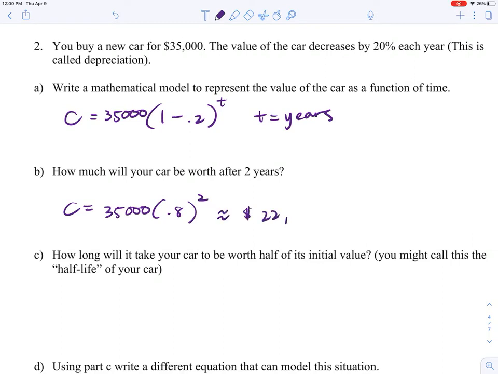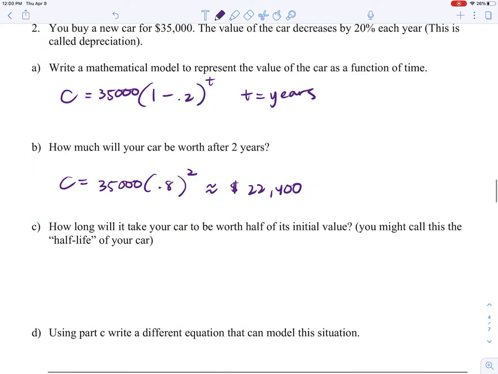So we can plug 2 in for T and get approximately $22,400. So after 2 years, the car is worth $22,400. So a lot less than what you bought it for. And that's true about cars. Cars decrease in value really quickly.